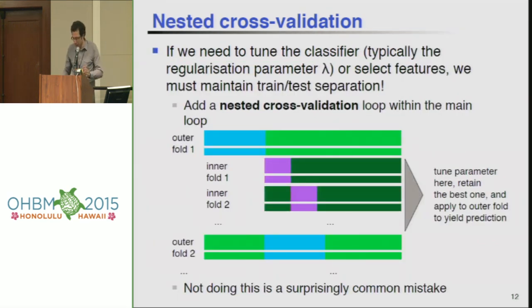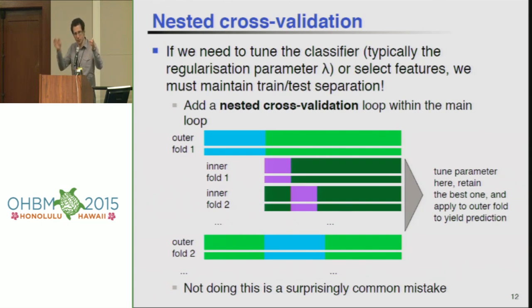Now, Anil also mentioned this, so I'm not going to spend too much time. Of course, you know that we've mentioned this little regularization parameter lambda, but depending on the classifier, you have maybe other parameters to tune. Maybe you want to select features. Maybe you want to do a t-test first to see which 10,000 voxels are the best to look at. Well, you're not allowed to do that on the whole data set. Again, you have this idea of train-test separation. You're never allowed to do that.